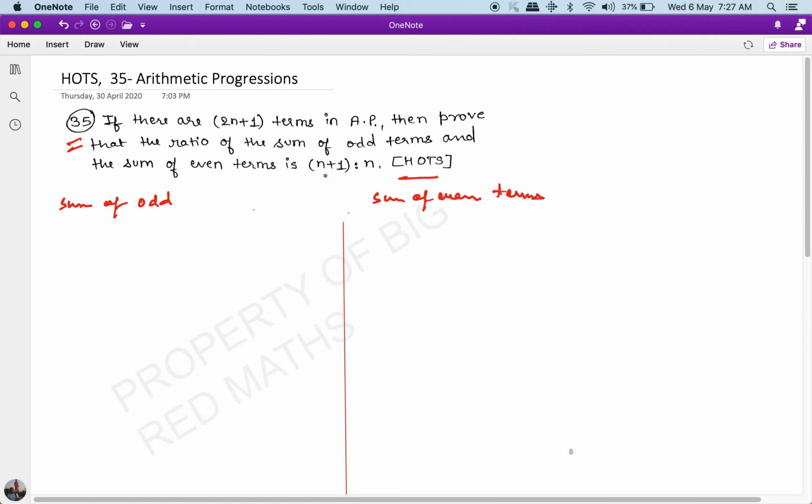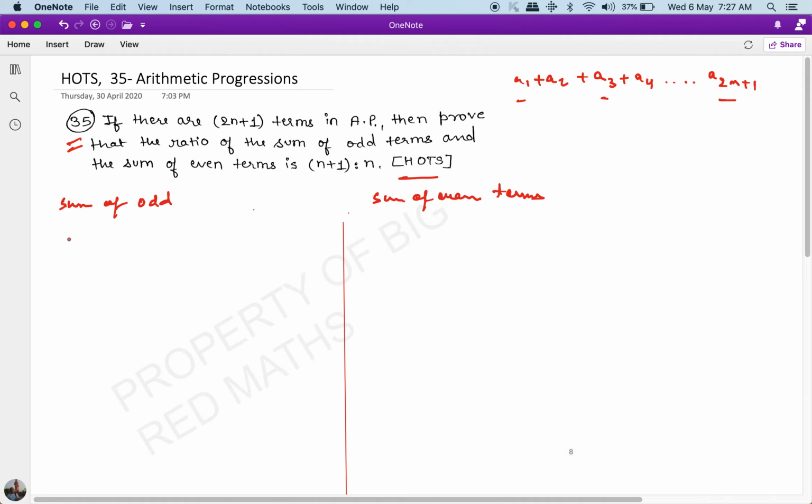So we know that there are 2n plus 1 terms in the AP. Okay, so the AP actually is represented as A1 plus A2 plus A3 plus A4 and so on till A of 2n plus 1 terms. So these are the odd terms, and the odd terms are n plus 1 in number and the even terms are n in number.